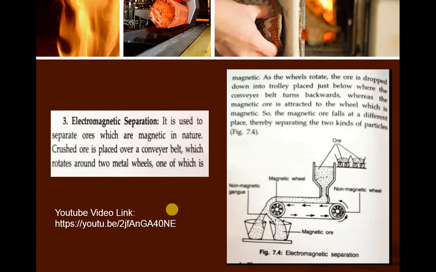Now this conveyor belt rotates around two metal wheels, one of which is magnetic. See, one wheel is shown as magnetic, and the other wheel is shown as non-magnetic. Magnetic particles are attracted to the magnetic wheel and fully separated from the non-magnetic particles. This is generally used to concentrate tin stone, that is stannic oxide, which contains a magnetic oxide, that is iron, as an impurity.